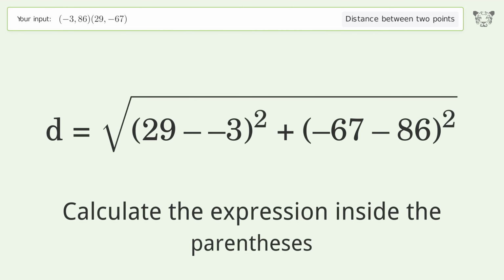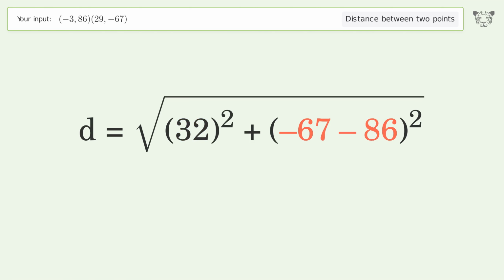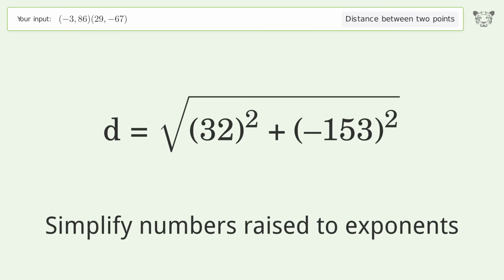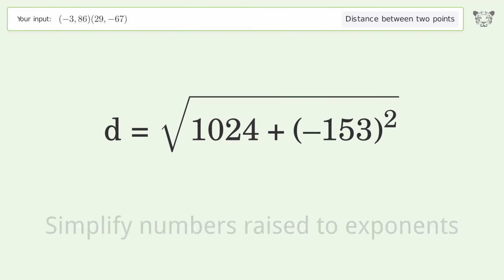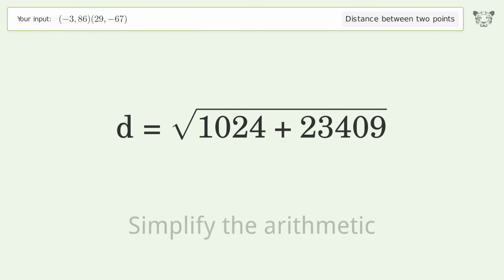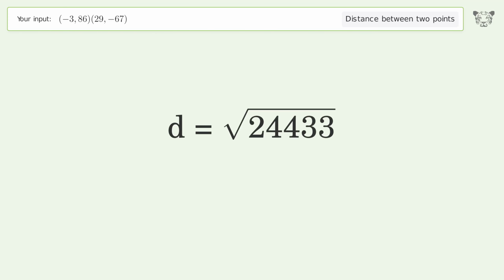Calculate the expression inside the parentheses. Simplify numbers raised to exponents. Simplify the arithmetic. And so the distance between the 2 points is the square root of 24,433, or 156.311.